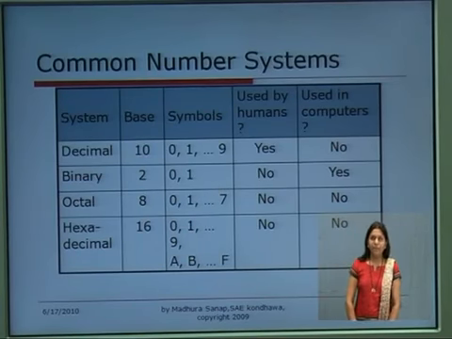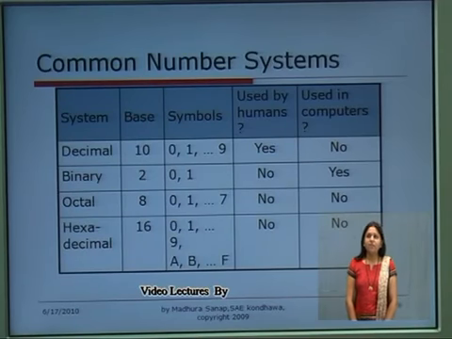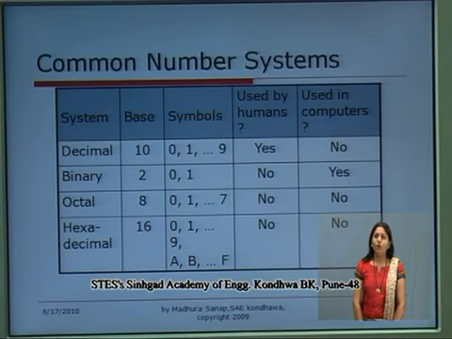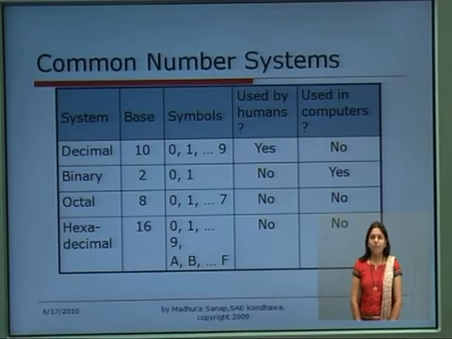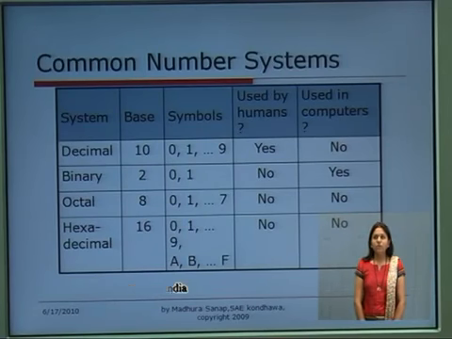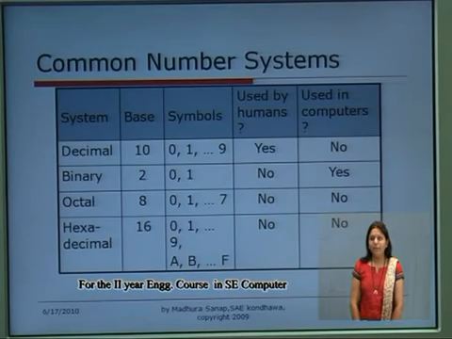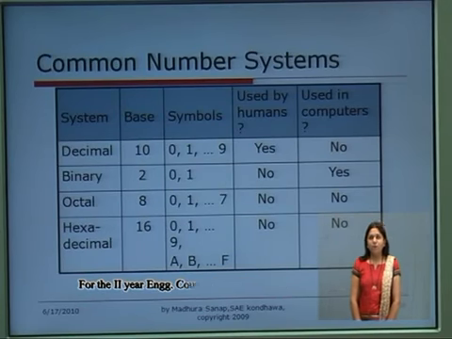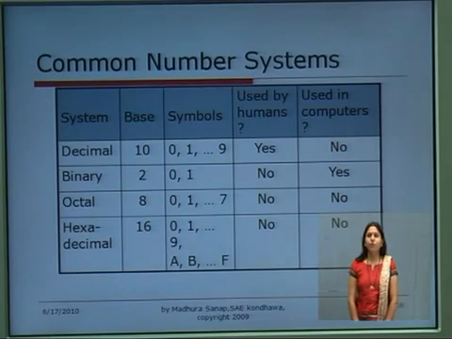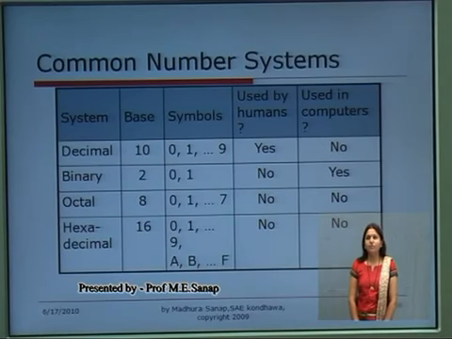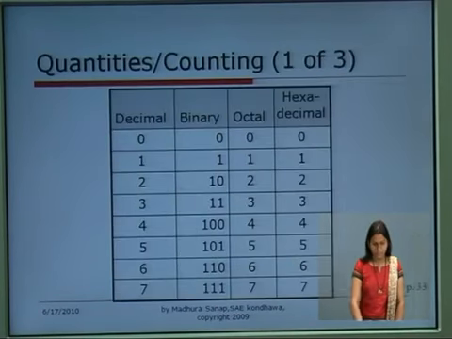And what is the basic difference between all of these? The decimal number system is mostly used by humans but not used by computers. Then binary number system, used by humans? No, it is not used by humans, it is used only by computers. And the remaining, octal number system, used by the computer? No. Used by humans? No. Hexadecimal number system is also not used by humans as well as computers.